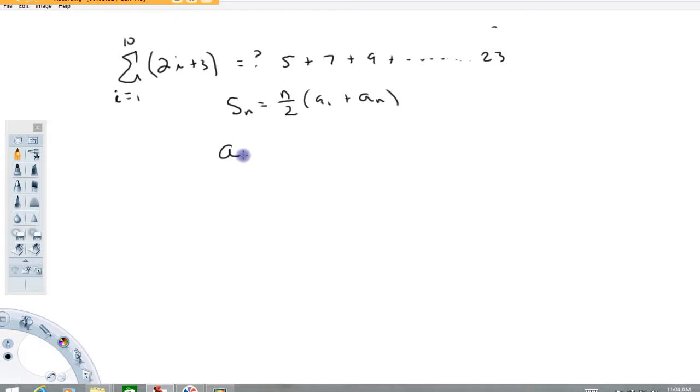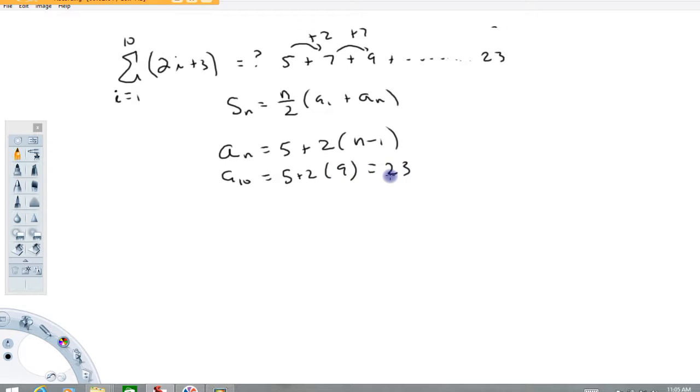If I were to make a formula for it, a sub n is equal to 5 plus, notice to get from here to here, we're adding 2. Here to here, we're adding 2. Here to here, we're adding 2. So this can be written as 5 plus 2 times n minus 1. Now, if we get to the very last term, a sub 10 would be equal to 5 plus 2 times 10 minus 1, which is 9. 18 plus 5 is, there's your 23.